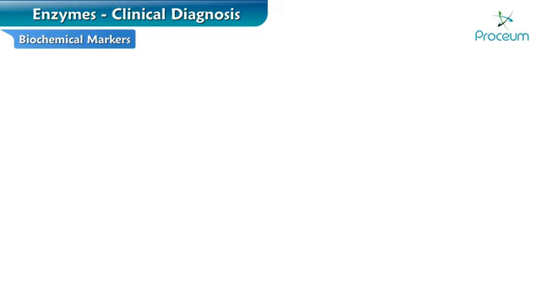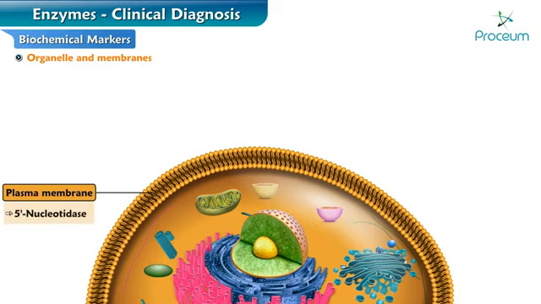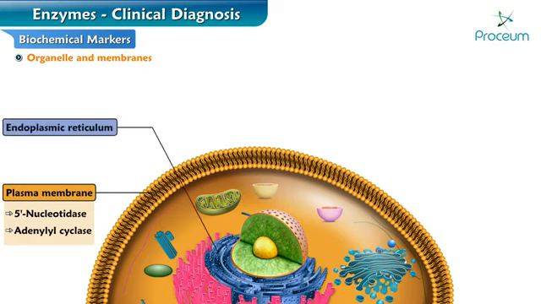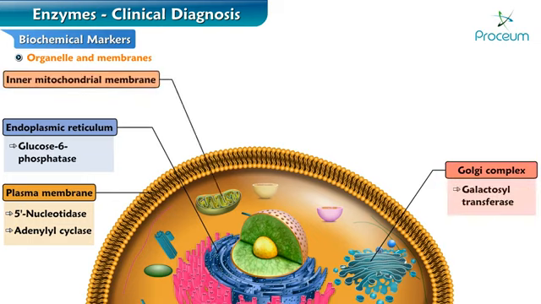Here are some enzymes as markers of organelles and membranes. For the plasma membrane, the markers include 5' nucleotidase and adenylyl cyclase. For the endoplasmic reticulum, the marker enzyme is glucose 6-phosphatase. For the Golgi complex, the marker enzyme is galactosyltransferase. For the inner mitochondrial membrane, the marker enzyme is ATP synthase.